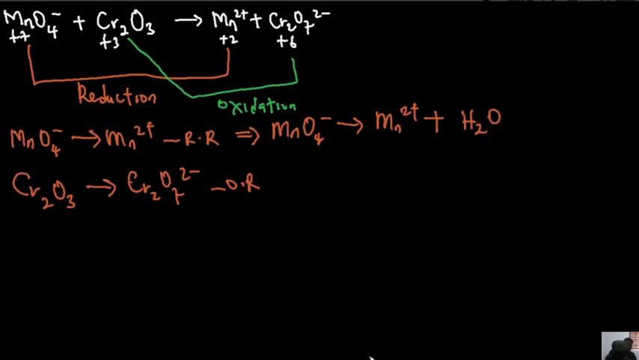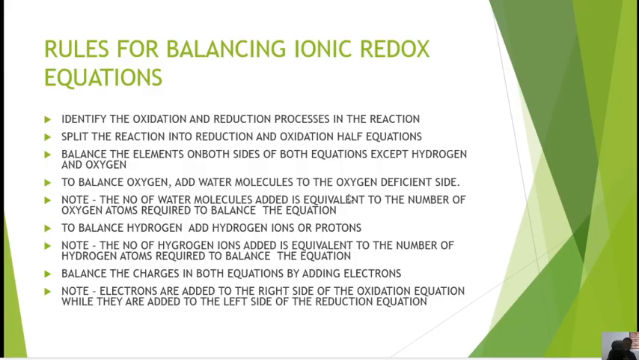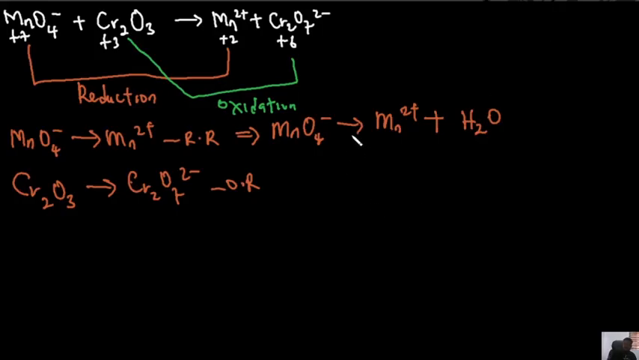Now, if you go back to the note, it says that the number of water molecules added is equivalent to the number of oxygen required to balance the equation. So if you noticed, we have 4 here and none here, which means we need 4 oxygen atoms to make it equal. So how many water molecules are we going to be adding? 4. That's that. Okay, so let's come to this.